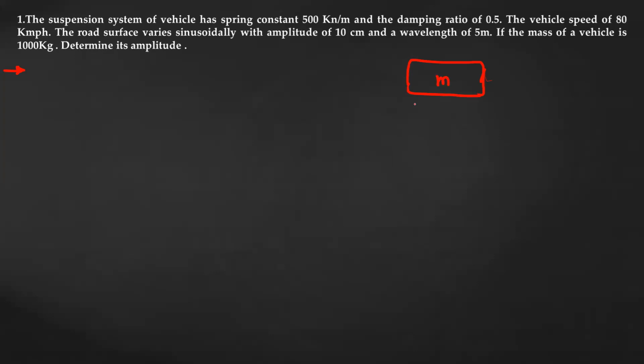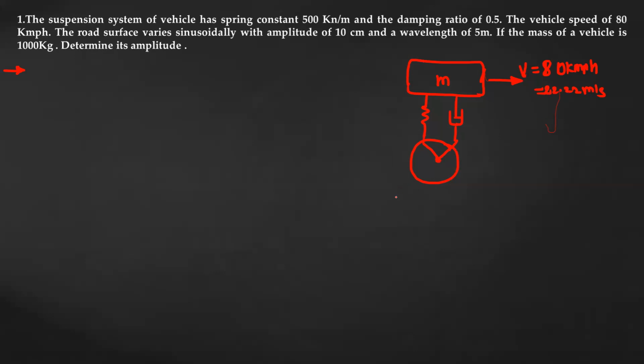So this is the vehicle mass, and this is the suspension system of that vehicle. And this is the wheel. Okay, so the vehicle is moving with a speed of 80 km/h. Multiply this 80 by 5 by 18, so that it will be in meter per second. So this is 22.22 meter per second. This is the speed of the vehicle.